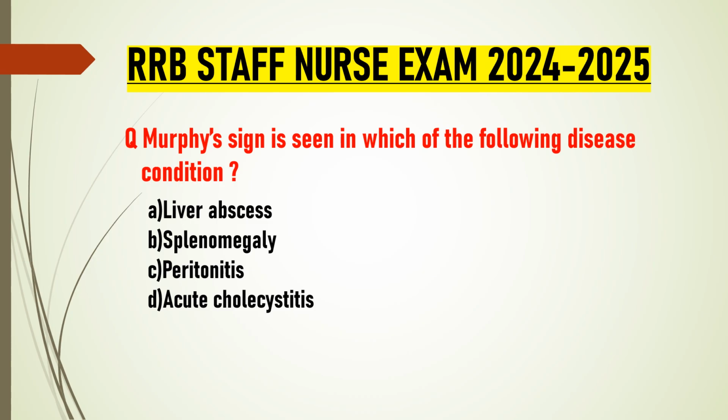Murphy's sign is seen in which of the following disease conditions? Options are: option A, liver abscess; option B, splenomegaly; option C, peritonitis; option D, acute cholecystitis. So the answer is option D, acute cholecystitis.